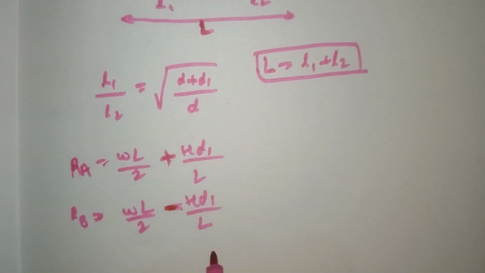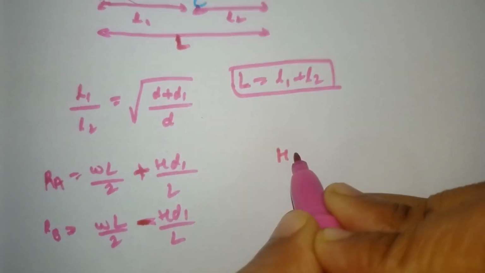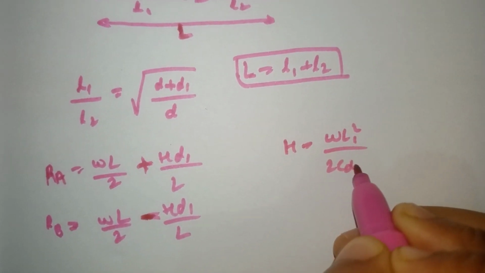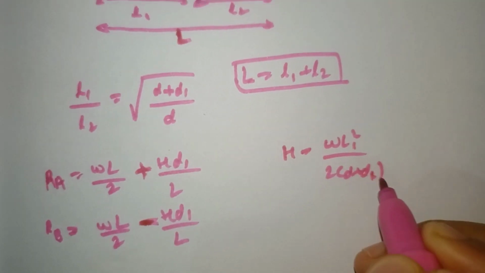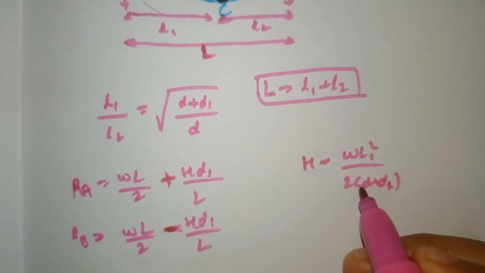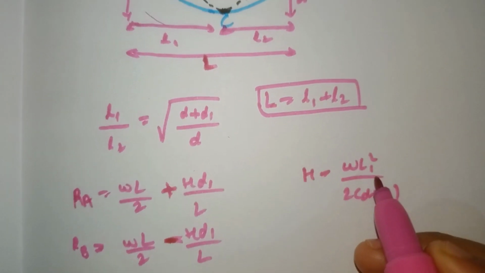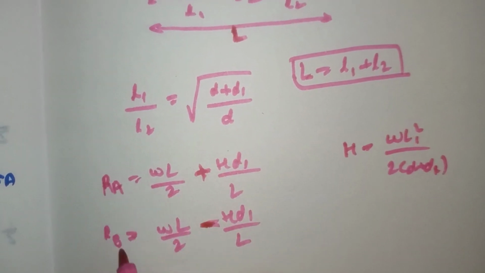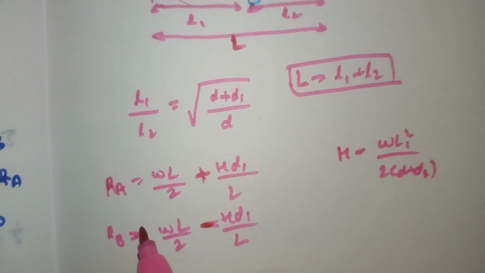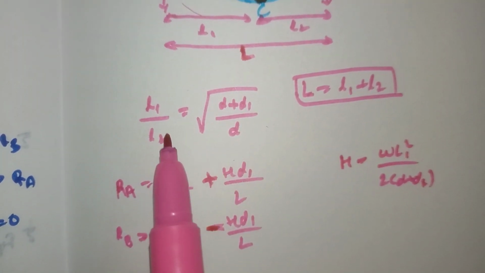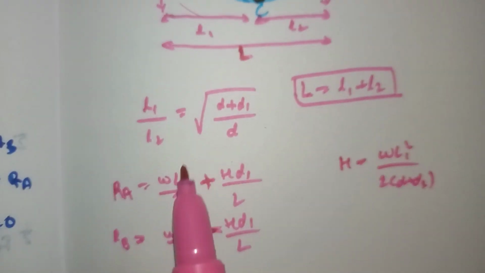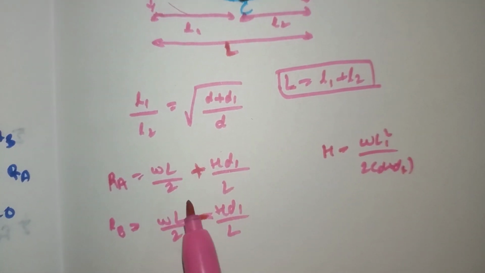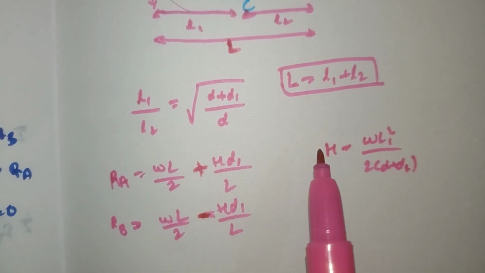Now I will show the formula for calculating H: H is equal to WL1 square divided by 2 times D plus D1. This is the formula for calculating H. For this we need to find the L1 value. After finding the H value, we'll go for the calculation of RA and RB. To find out L1 and L2, we'll go with this formula. I will clearly explain while solving the problem. So these are the formulas for calculating the reactions and H.